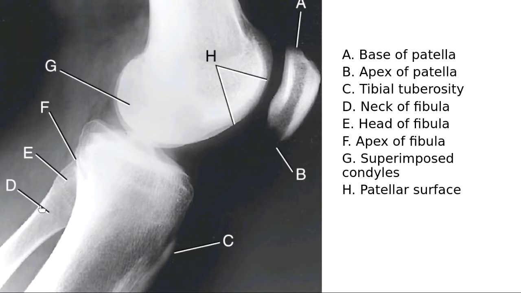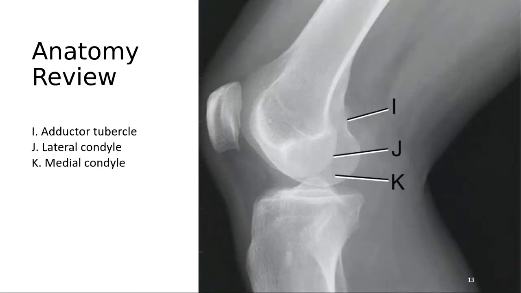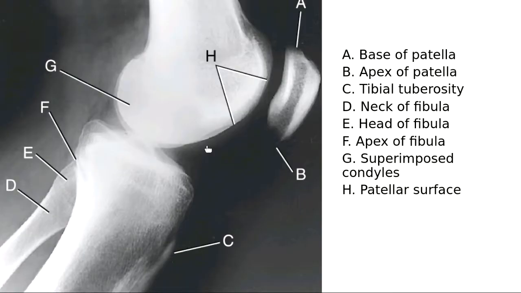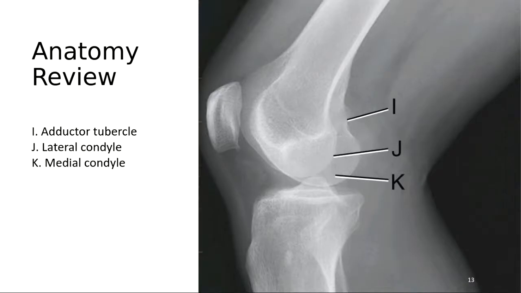You've got the neck of the fibula, which is D, the fibular head, the apex of the fibula, the superimposed condyles of the femur, and then this is the patellar surface of the femur. In this picture, now remember I said that this one is really good because they are pretty much perfectly superimposed. When we look at this next lateral knee, right lateral knee, you can see the adductor tubercle, which is right here by letter I.